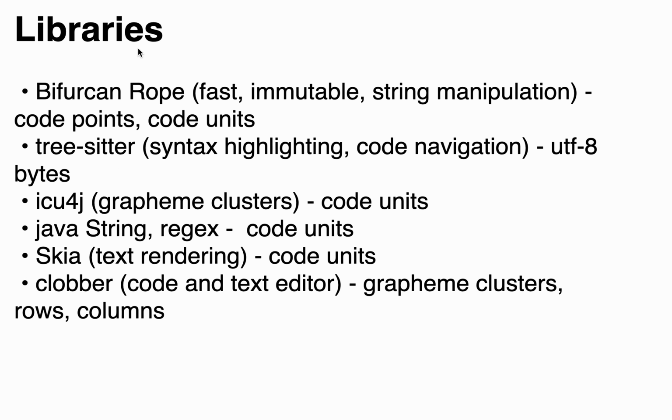For each of these libraries, I also listed the representation that they use. Bifurcan's rope is mainly in code points. There is some support for code units, but it's primarily code points. Tree-sitter does everything in byte indexes. ICU4J and the rest of these all use code units. And then the text editor itself wants to work in grapheme clusters, and it also wants to work with line numbers, rows, and columns.